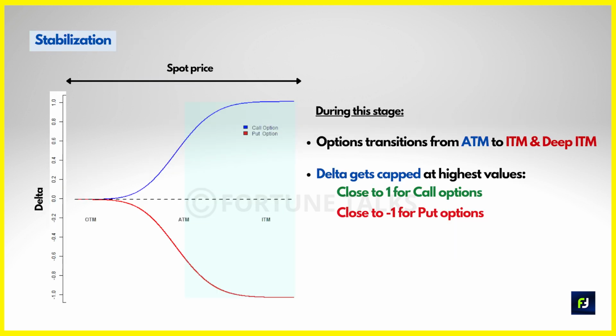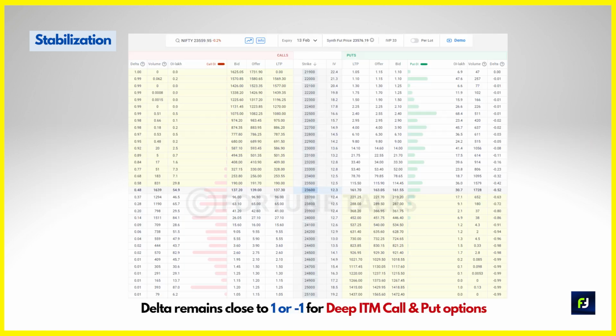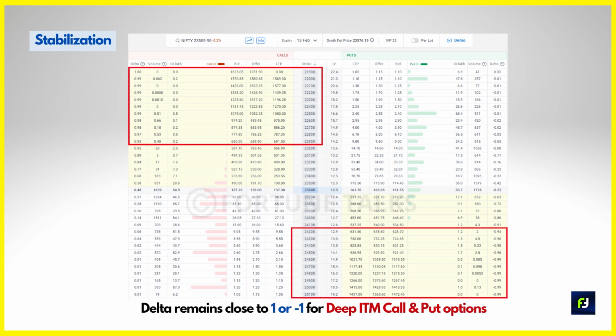Now we have one more stage to consider, and the final stage is stabilization. This is when an option transitions from at the money or slightly in the money to a deep in the money option, and the delta starts to cap and stabilize at the maximum value of 1 for call options and -1 for put options. It is quite evident from the graph that the delta will start to flatten out when it reaches the maximum value of 1. This means the option delta gets fixed to 1 and the delta value would not change any further. Let us understand how this works.